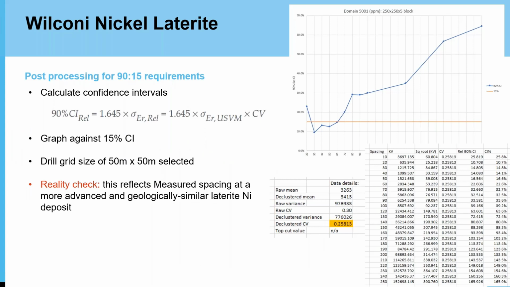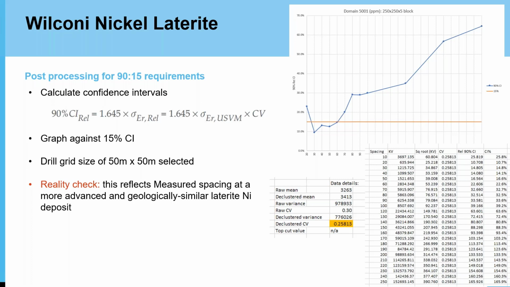So we needed to do some post-processing to calculate the confidence intervals. So we take the kriging variance into Excel and graphed our grid spacing results. So here is our 15% line of our 90% confidence interval results for each of those drill spacings. And again, we got a 50 by 50 or a 60 by 60 grid spacing as a result there.